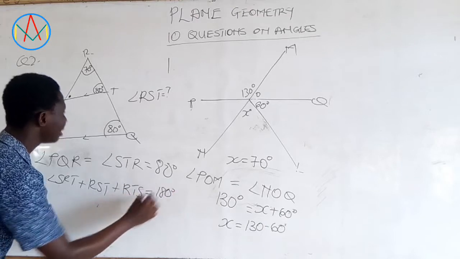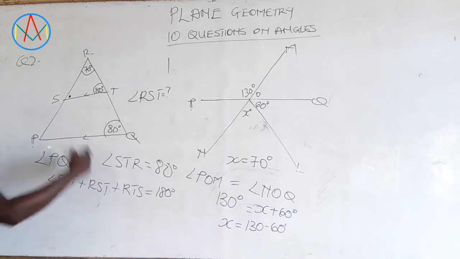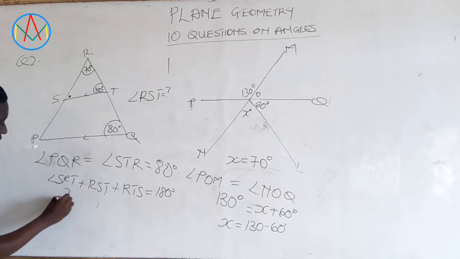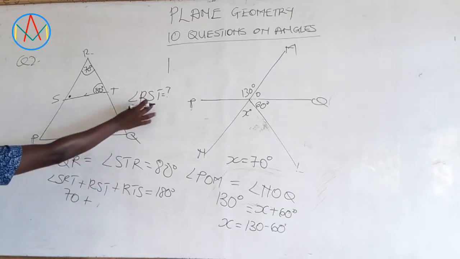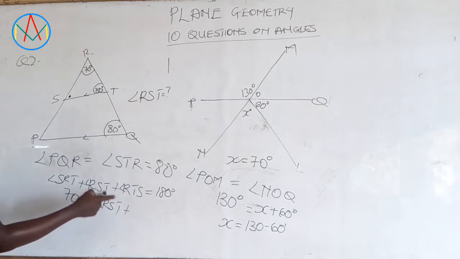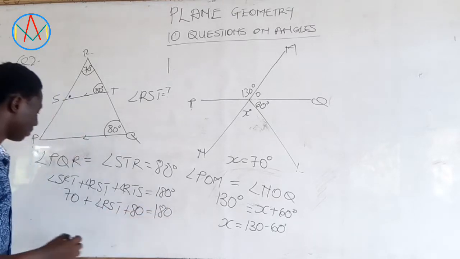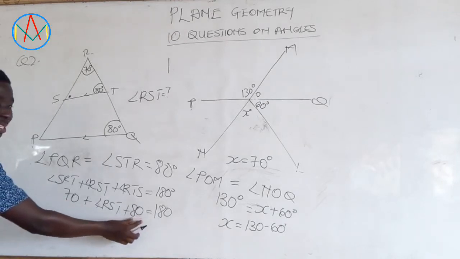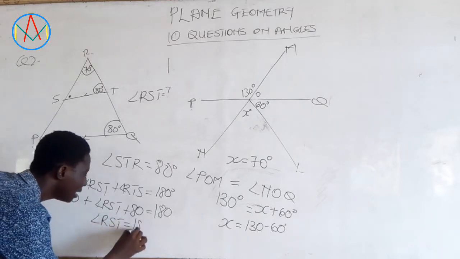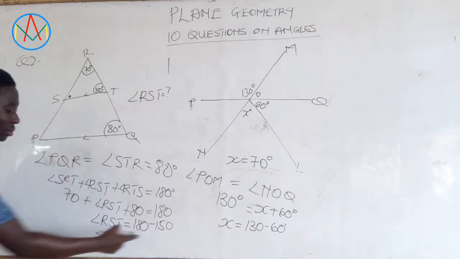And equate it to 180 because the sum of the interior angles of a triangle sum up to 180. So angle SRT is 70 degrees plus angle RST, that is what we are looking for, plus angle RTS, which is this side, 80 degrees equals 180. Now, 70 plus 80, we are going to get 150. So angle RST is equal to 180 minus 150, which we are going to get angle RST to be 30 degrees.